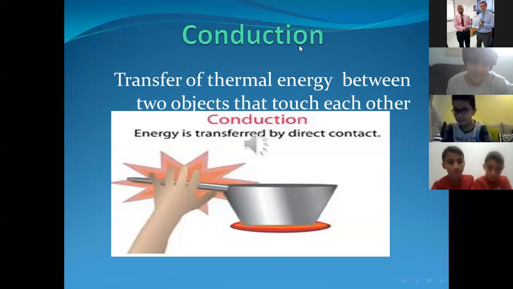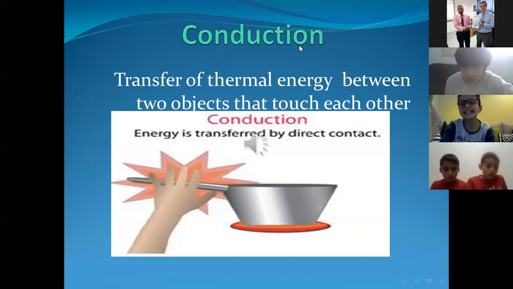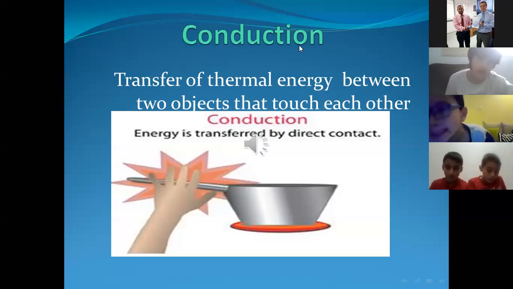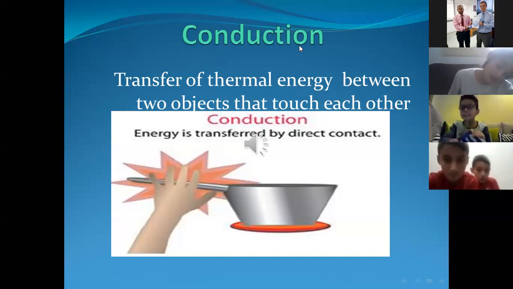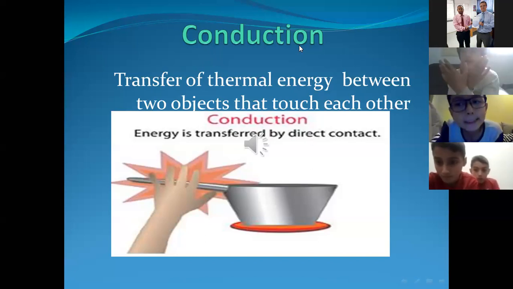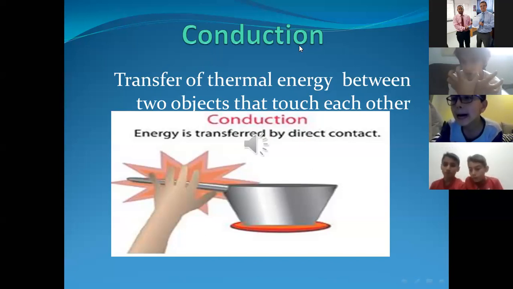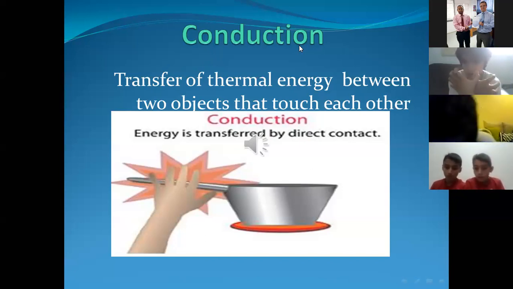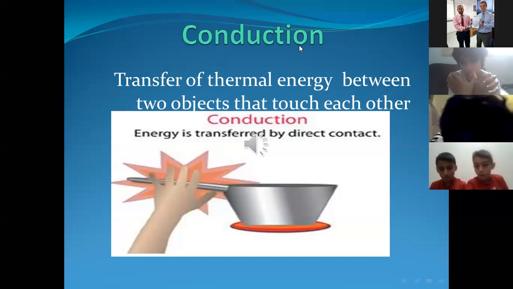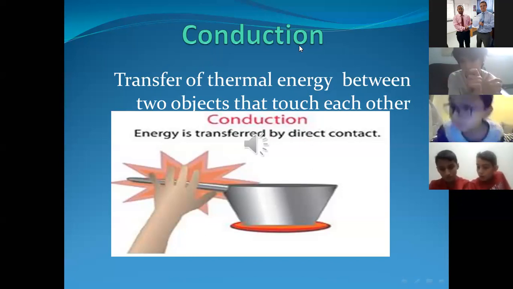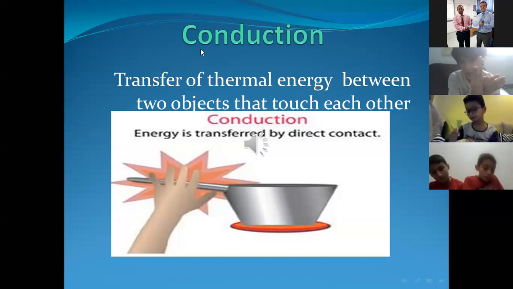What is the condition that must occur in conduction? You must touch something by your hand. So in conduction, there is transfer of thermal energy between two objects that touch each other. This is conduction.